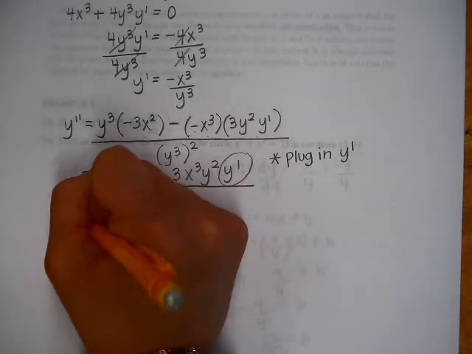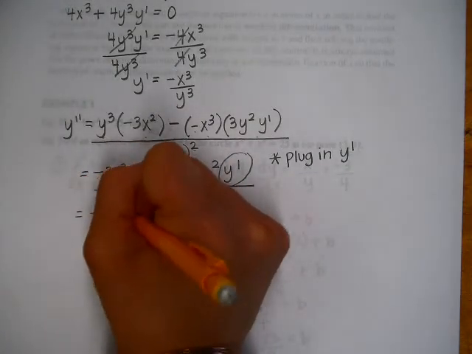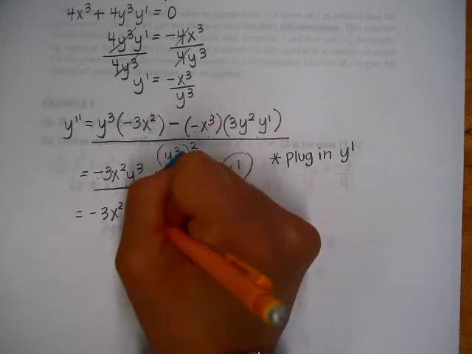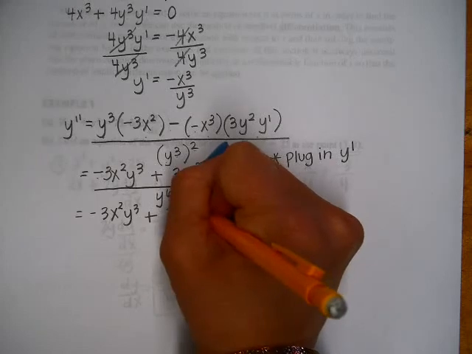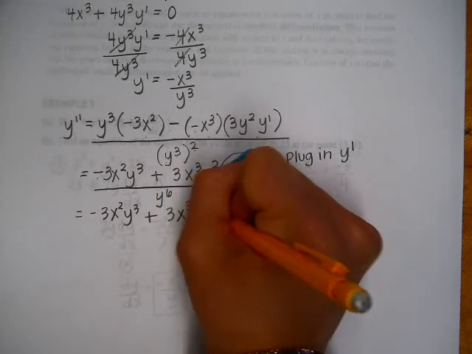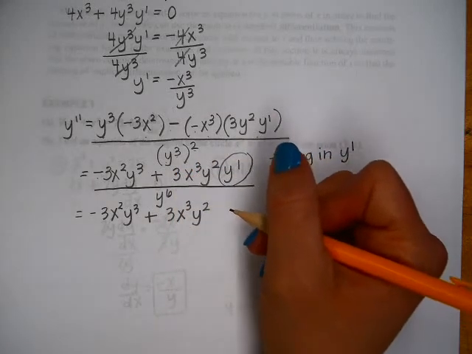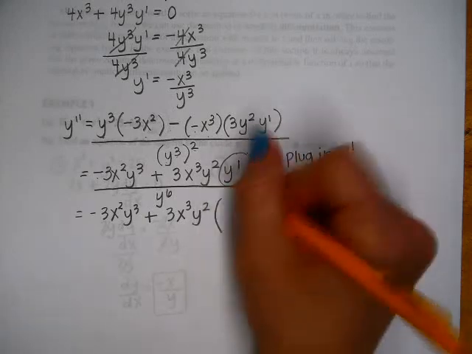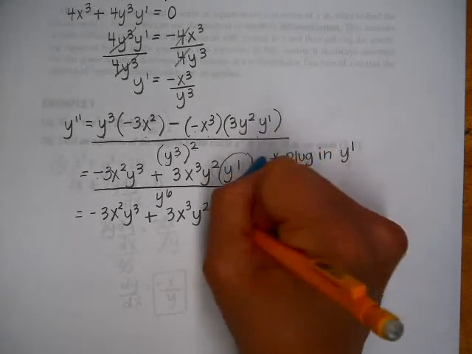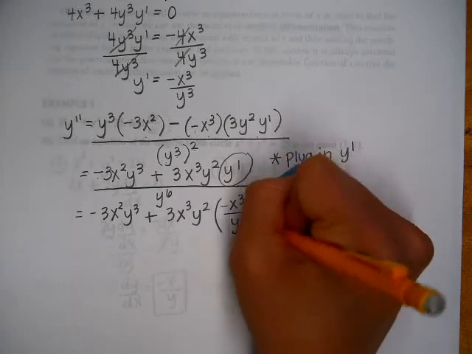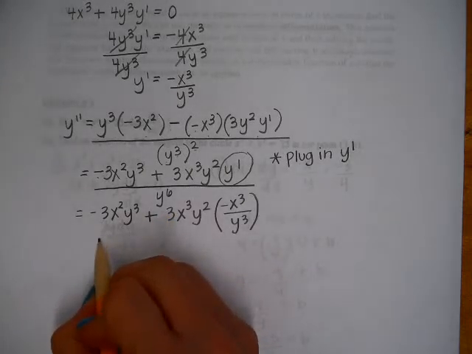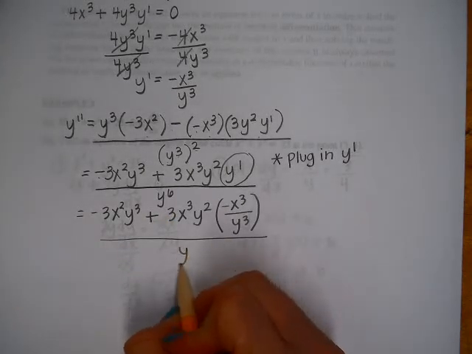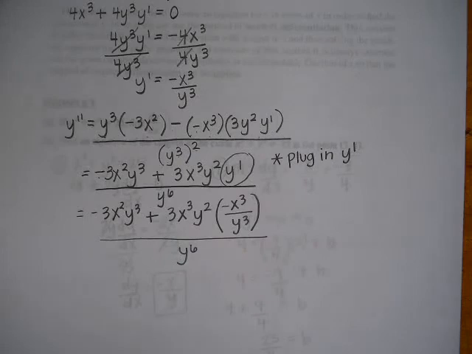So that means this is going to be negative 3x squared y cubed plus 3x cubed y squared, times negative x cubed over y cubed. Alright? And again, that is all over y to the 6th.